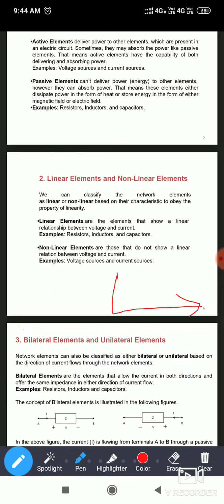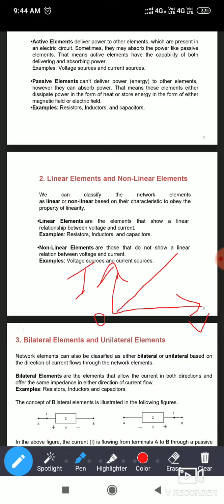So this will be the suppose graph. So this will be V, this will be I. If you are increasing voltage or if you are increasing others, you can take, so that will be the straight line passing through origin. Okay, if such type of graph we are getting which shows the relation between voltage and current, and if it is linear passing through origin, then that element is called as what?